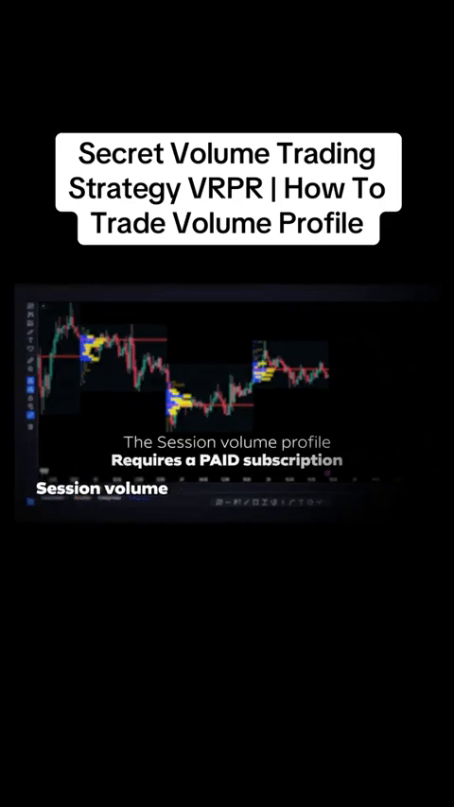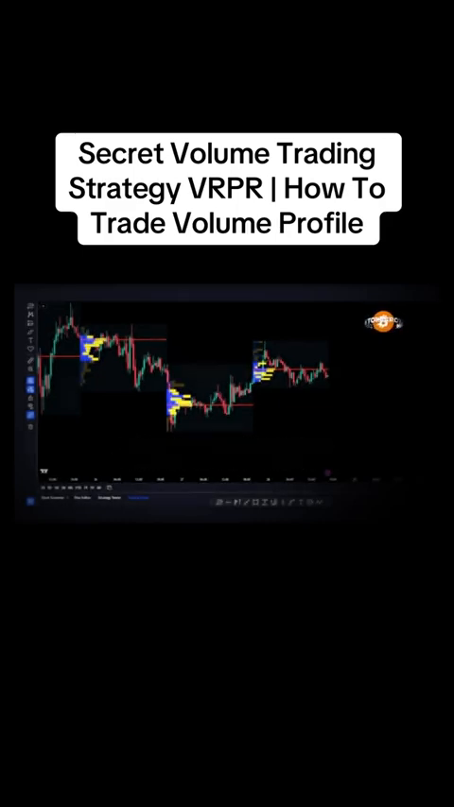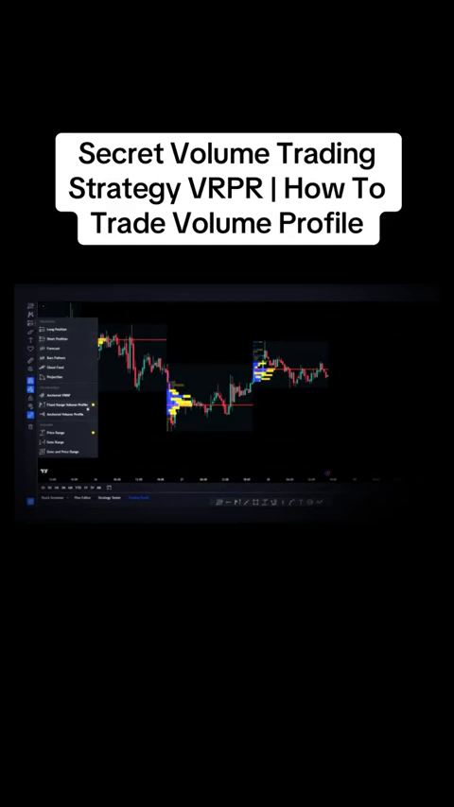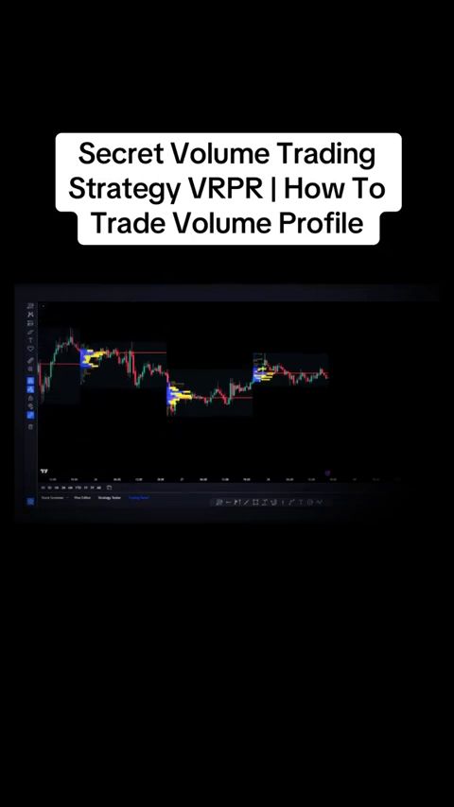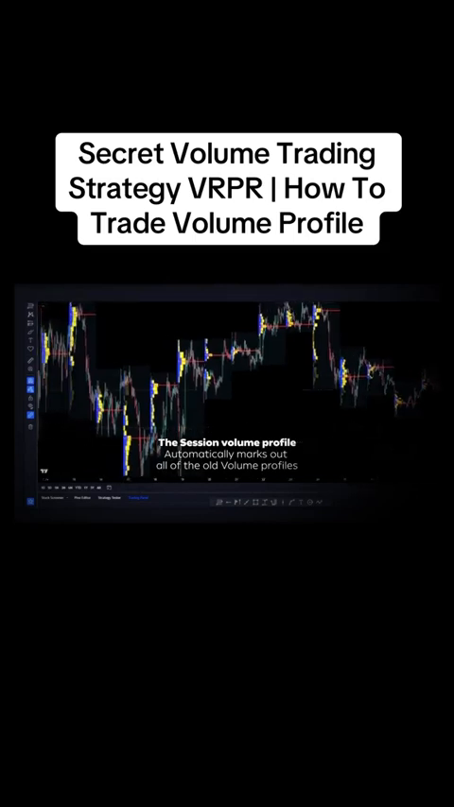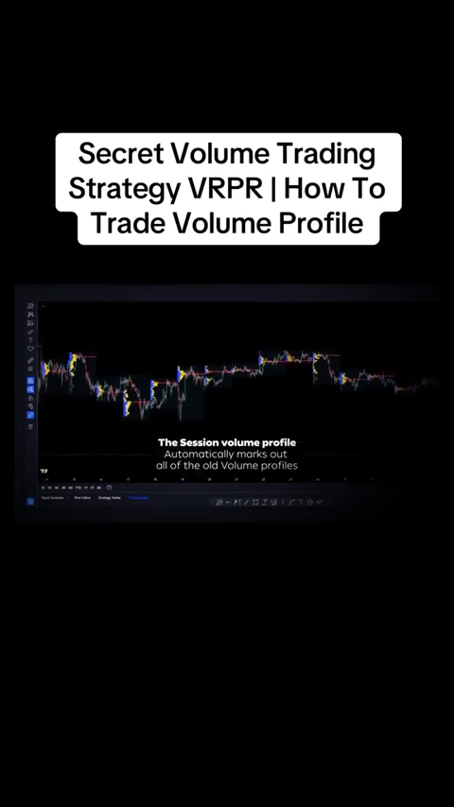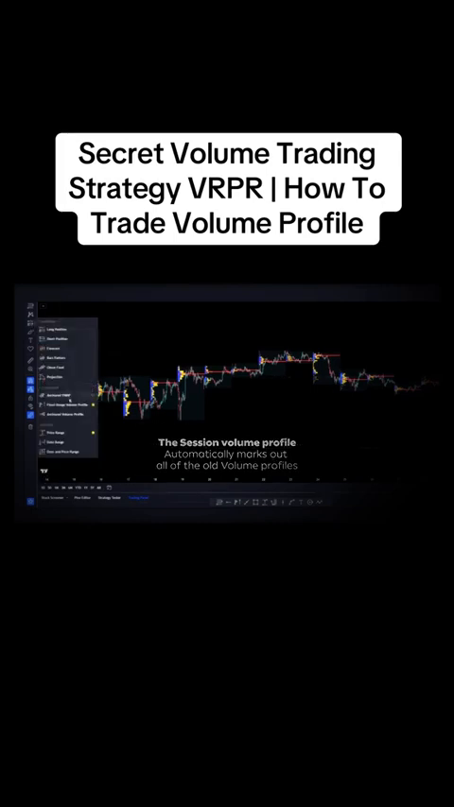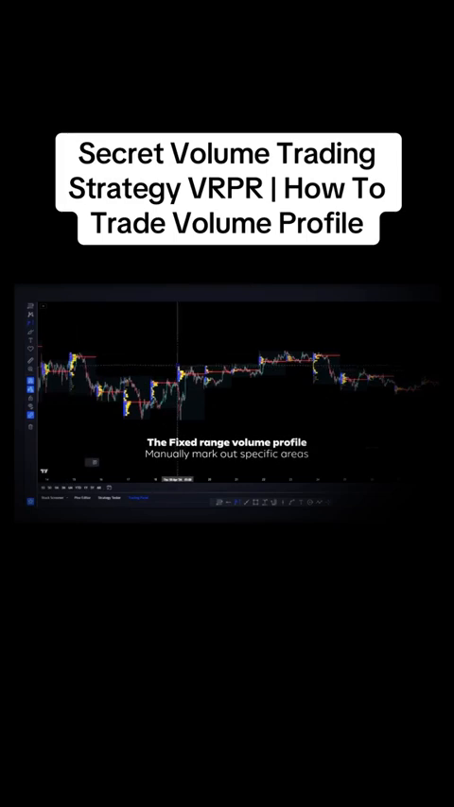This feature does require a paid subscription on TradingView. If you don't have a premium membership, don't worry, because the free Fixed Range Volume Profile tool that we covered earlier can basically do the same thing as this paid one. The difference is that the session volume profile indicator automatically marks out all of the volume profiles of the previous trading sessions, while with the free one, you'll have to do this manually. That's it. So don't upgrade just for this.